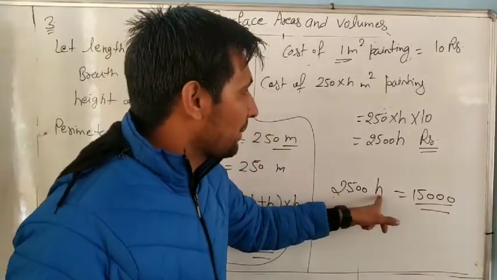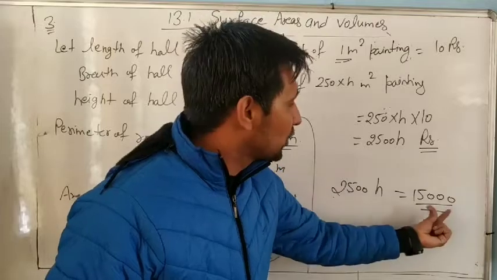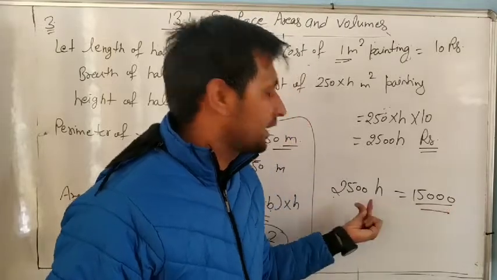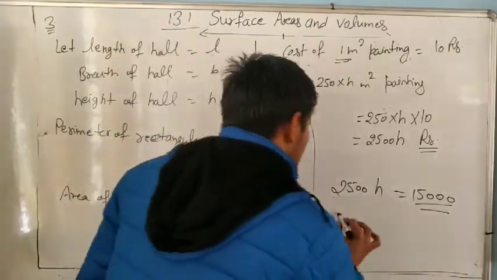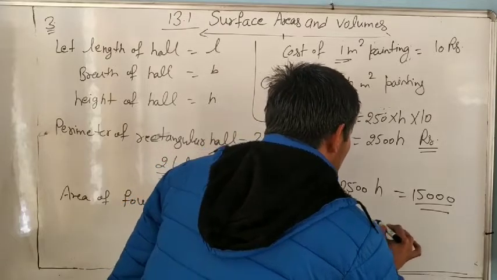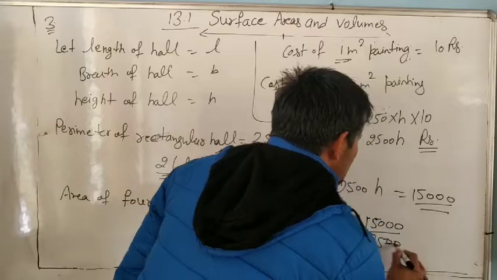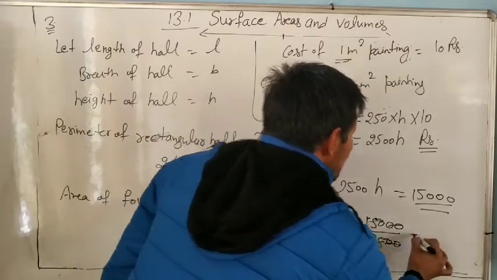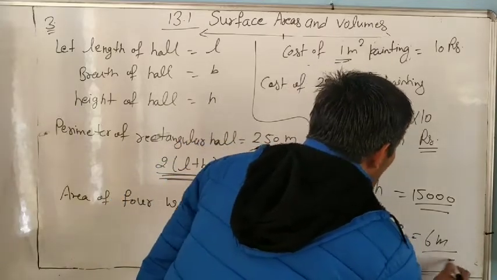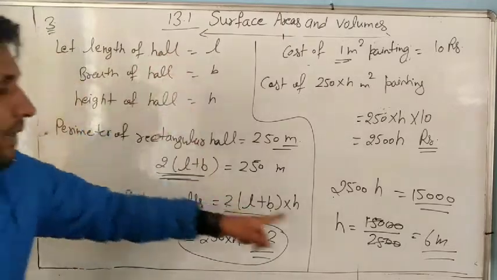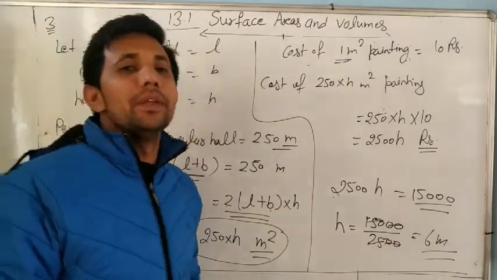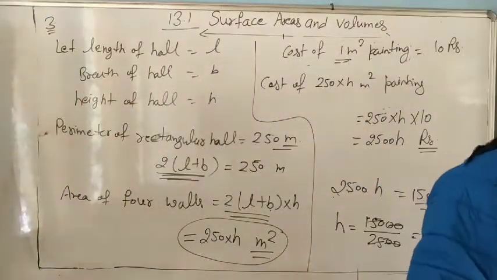2,500 multiplied by H equals 15,000, because 15,000 is also the total cost. And we want to find H. So 15,000 divided by 2,500. So what is the height of this hall? 6 meters. Understand or not?